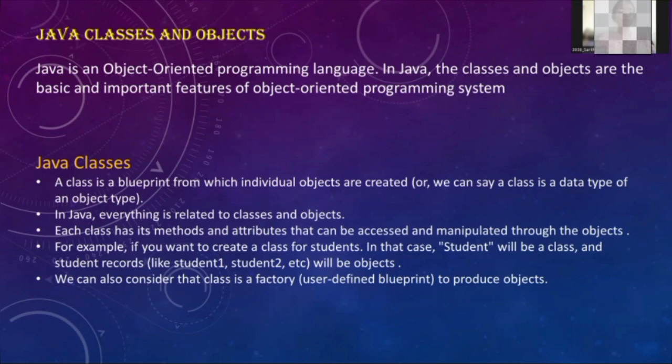In Java, everything is related to classes and objects. Each class has its methods and attributes that can be accessed and manipulated through objects. For example, if you want to create a class for students, in that case, the student will be a class and the student records like student number 1, student number 2, etc. will be the objects. We can also consider that the class is a factory, that is a user-defined blueprint to produce the objects.